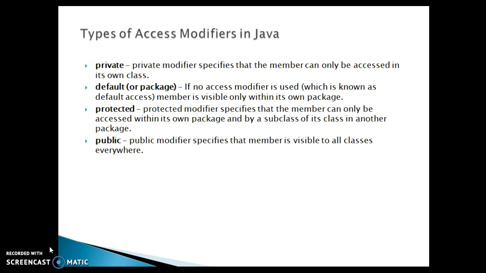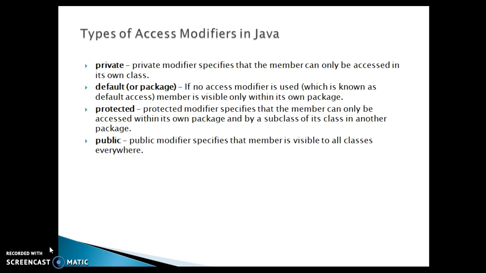Now the second access modifier is default, which is also sometimes referred to as the package-level modifier or package modifier. If no access modifier is used, let's say a class member doesn't explicitly specify any access modifier, then that is considered the default modifier, also known as default access. So that member is visible only within its own package. When I say within its own package, it means it can be accessed in different classes or different subclasses within the same package as well.